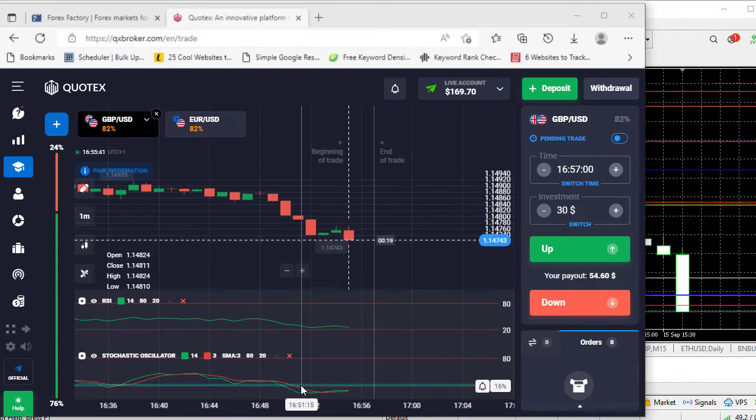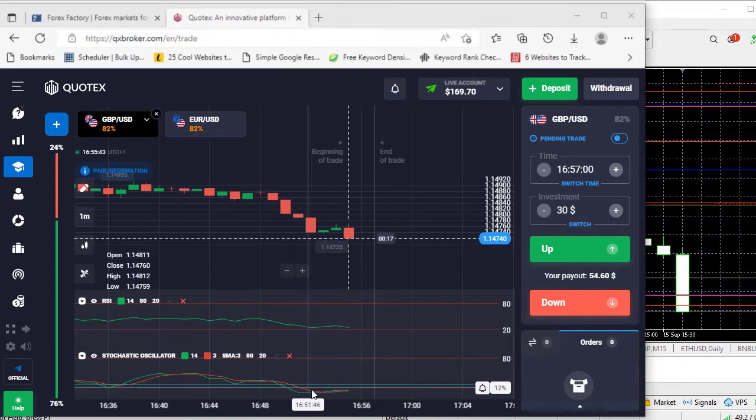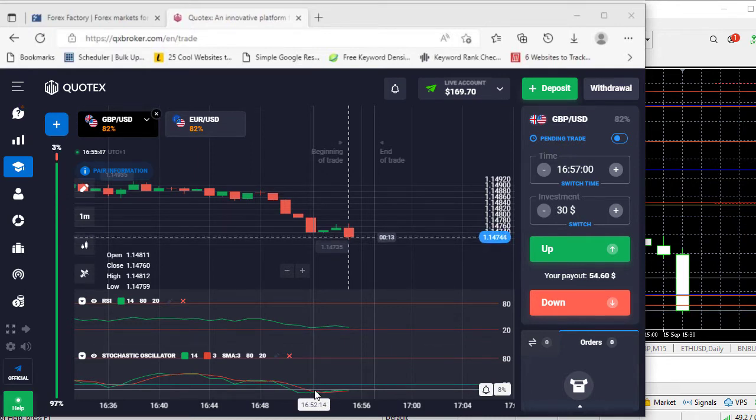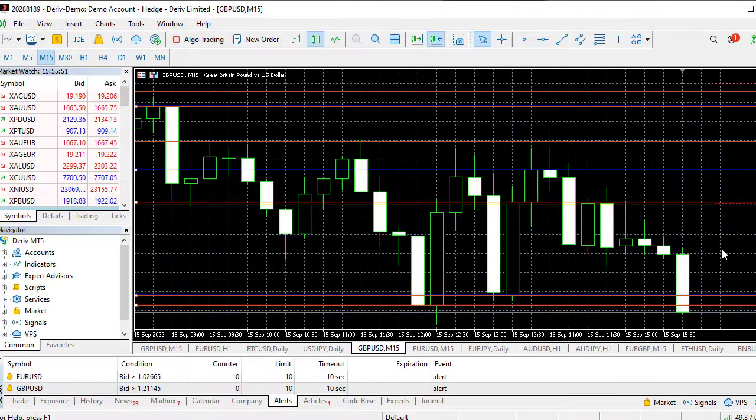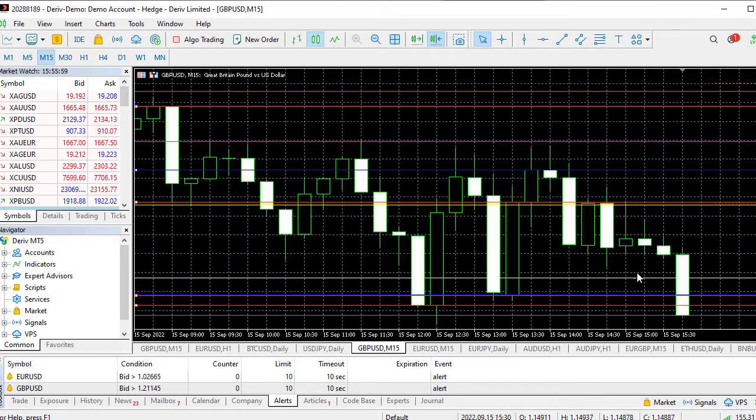My stochastic was also in the realm of oversold. So there were more than enough reasons why I should take the trade, expecting it to play out. Of course, I took the trade on 1 minute. It was a 1 minute trade, and this was a 15-minute chart.